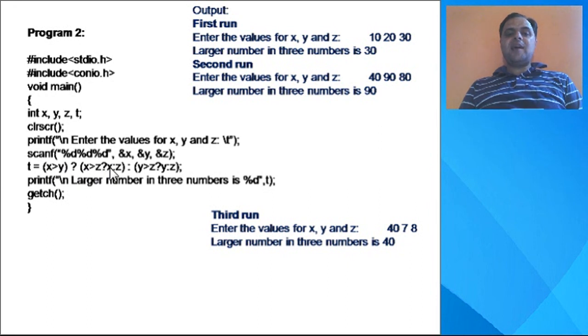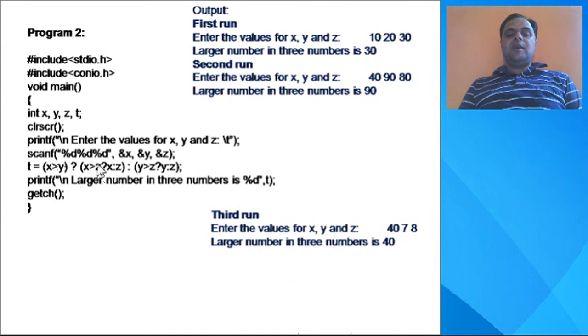True. So x will be the value of this overall expression, and x will be assigned to t. So the value of x is 40. 40 will be assigned to t. So the larger number in three numbers is t. t is 40. The larger number in three numbers is 40. So this statement got printed.